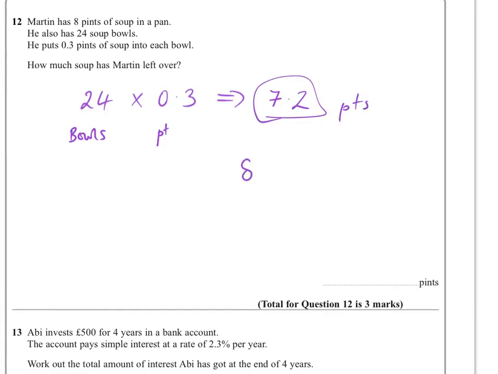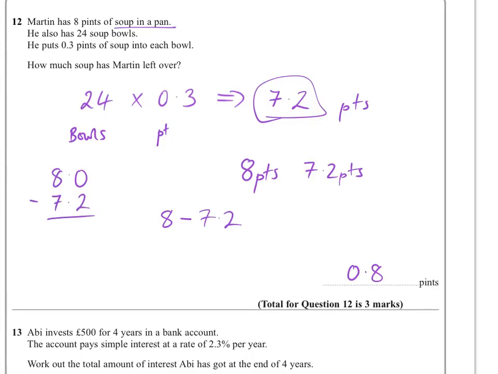So if you know that there are 8 pints to begin with in the pan, and 7.2 pints were poured away, then on your calculator you could do 8 minus 7.2, and you'd get 0.8 pints. You could also do a subtraction sum like this. However you do your subtraction, I think most people probably do it this way. Okay, so that's question 12, and that's not too bad.